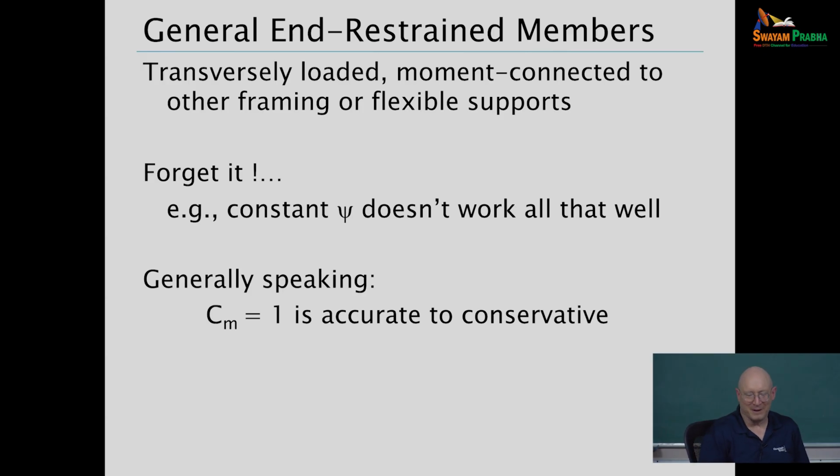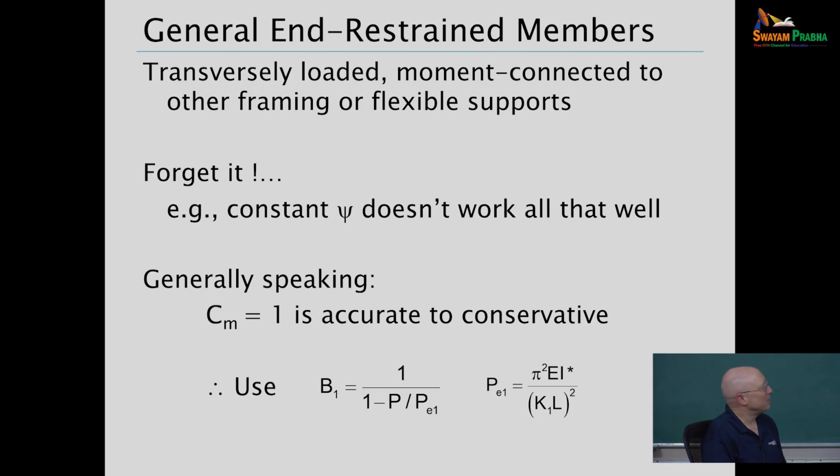And what's the coarse approximation? I'll just take C sub m equals 1. And so we basically apply an amplifier, B1, 1 over 1 minus P over PE1, the most basic amplifier in the world. Except PE1 here is given whatever connectivity you have to other elements your member or your element is connected to here.